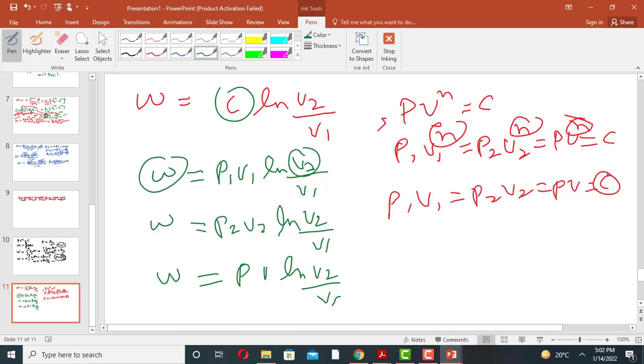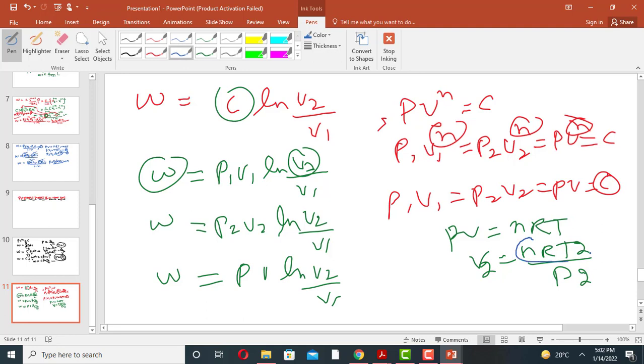And in place of this V, we can also use PV equal to nRT. So V is equal to nRT divided by P. If this is V2, then this will be T2 and this will be P2. So put nRT2 divided by P2 in place of V2. Similarly, put V1 equal to nRT1 divided by P1 in place of V1. So we can also obtain the relation for the isothermal work.